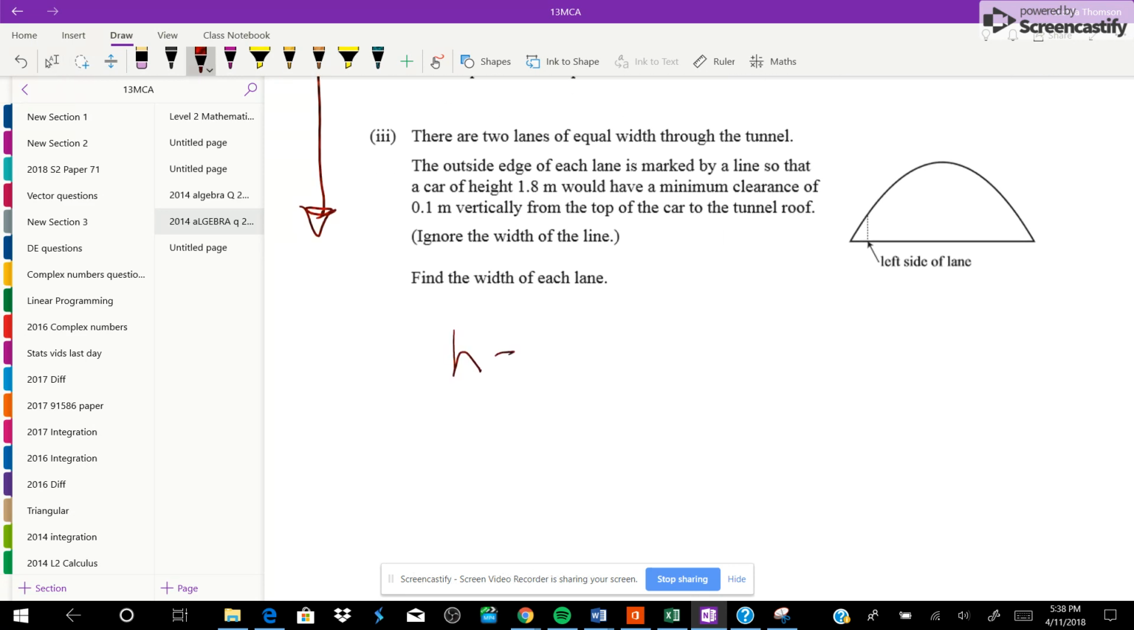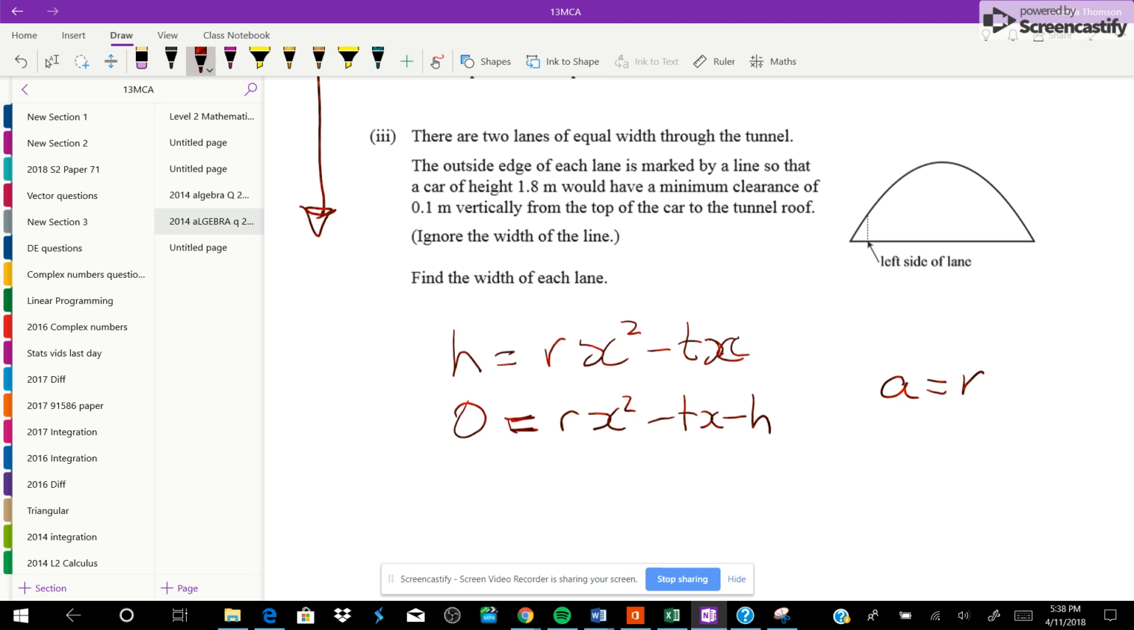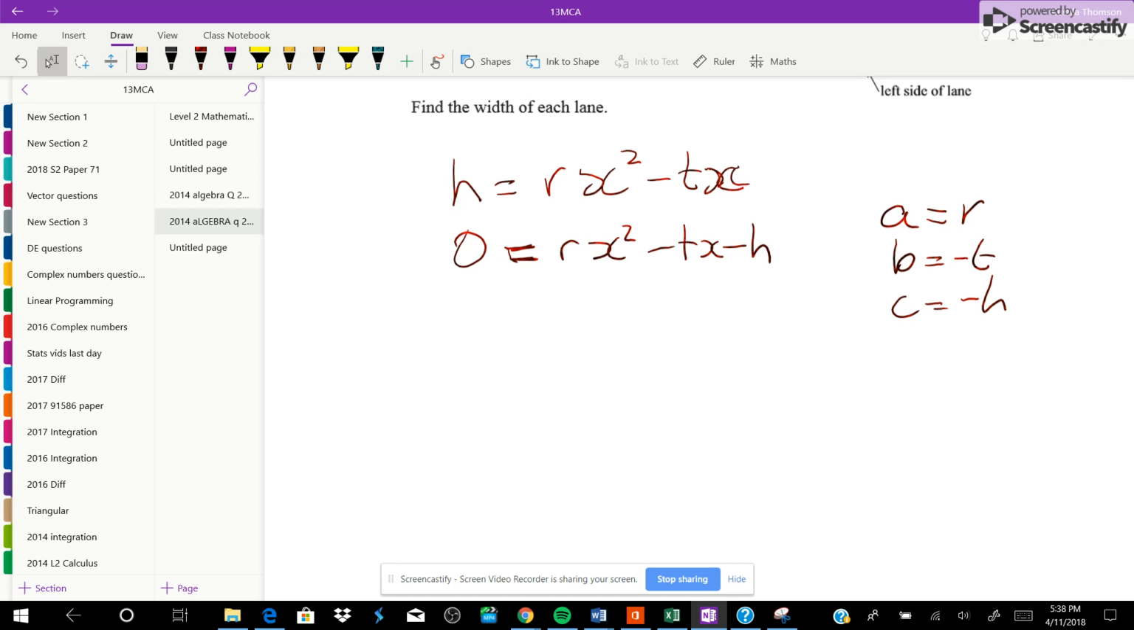We're given h is equal to rx squared minus tx. To solve a quadratic, I need to have it equal 0. So we get rx squared minus tx minus h equals 0. Right, a is equal to r, b is equal to negative t, and c is equal to negative h. Notice that you can't just chuck this in your calculator. You've got to show a little bit of understanding of how the quadratic formula can help us.